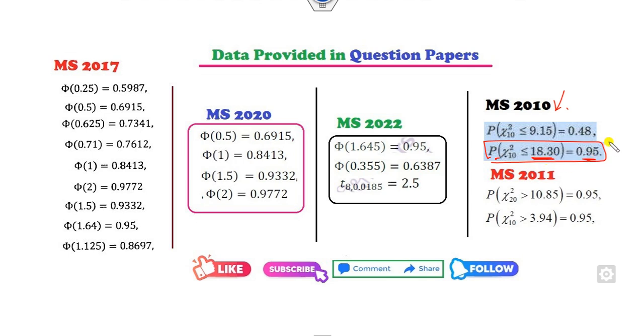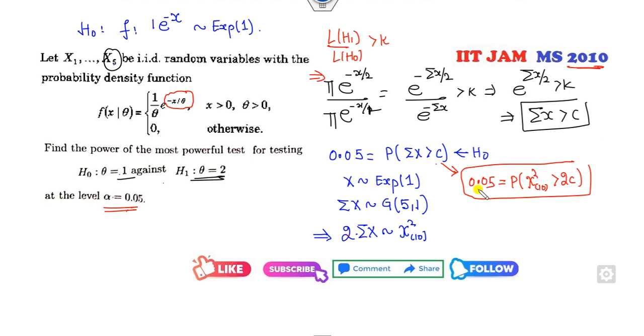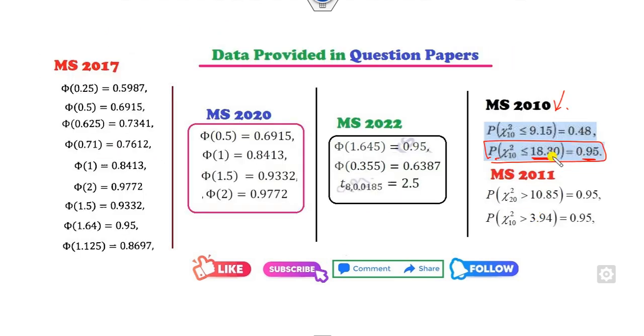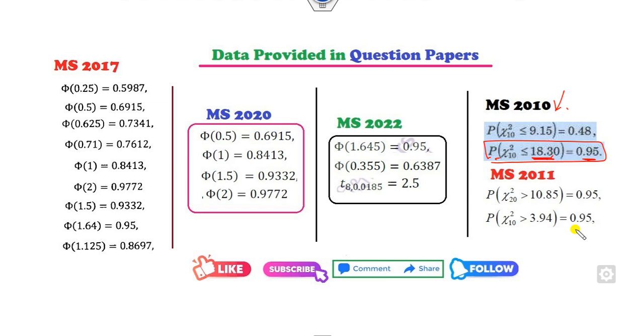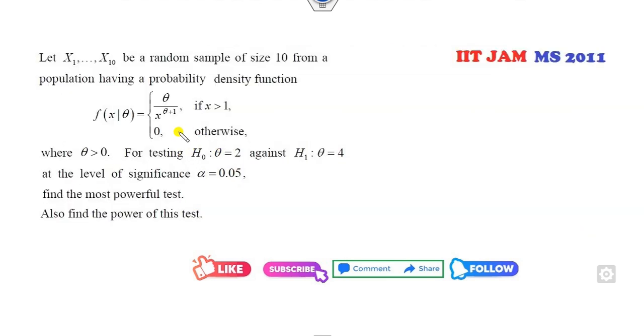less than this is 0.95, and we need 0.05. So what is the number of this? 2c will be 18.30. Fine. So you can find the answer of this. C will be 9.15 is the correct answer. Fine. So that's the same question that you can do by yourself.